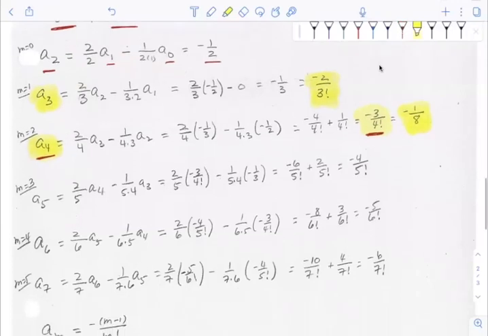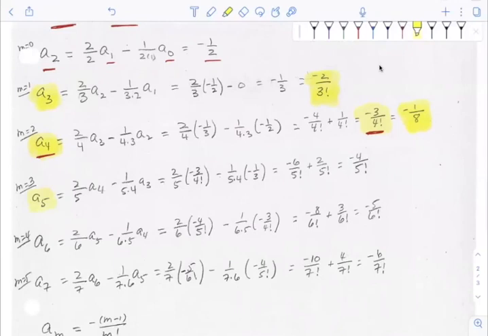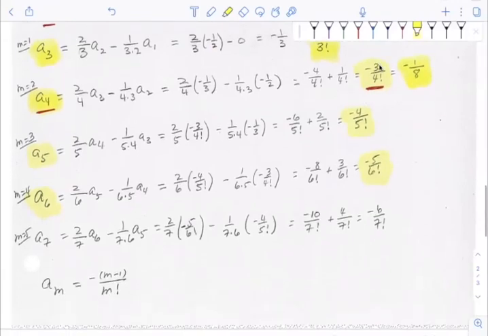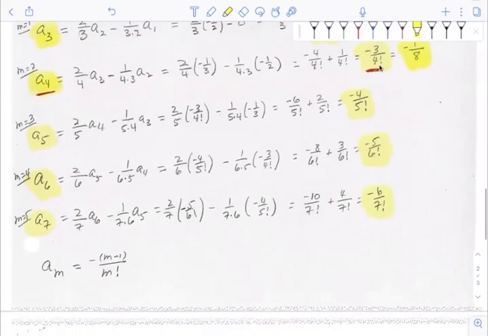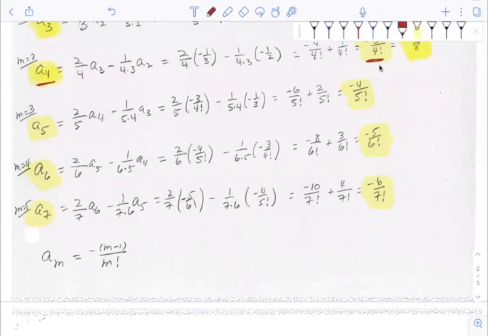Now A5, here we go, is minus 4 over 5 factorial. A6 is minus 5 over 6 factorial. Hopefully you can start to see the pattern here. I wrote one more down before I actually said, okay, I see the pattern now. A_m is simply a negative (m minus 1) divided by m factorial.